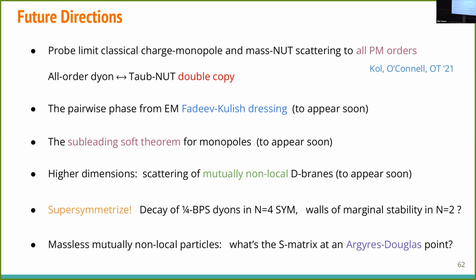Already Faddeev-Kulish breaks covariance. Did one mistake in their paper? It says covariant in 8. The only violation of covariance would come from the electric Faddeev-Kulish dressing and its duality transformation, which is G, not an E times G factor. And the E times G photons that we're summing over will not lead to extra Lorentz breaking beyond that.